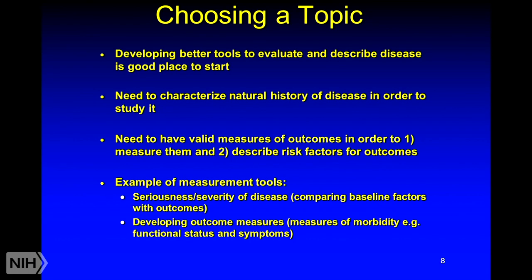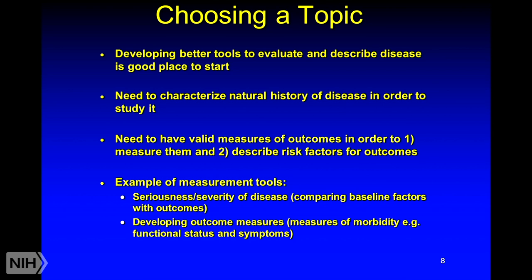The other step is to characterize the natural history of the disease in order to study it. If people don't know what the disease does to human beings, it's very difficult to look at how you're going to treat it. The other thing to look at is, are there valid measures of how to assess outcomes? And that actually gets to the whole issue of measurement theory. Some outcomes are very easy to measure, such as, is the person alive or dead? On the other hand, there's a whole process that people go through to develop other kinds of outcome measures, like patient-reported outcomes.